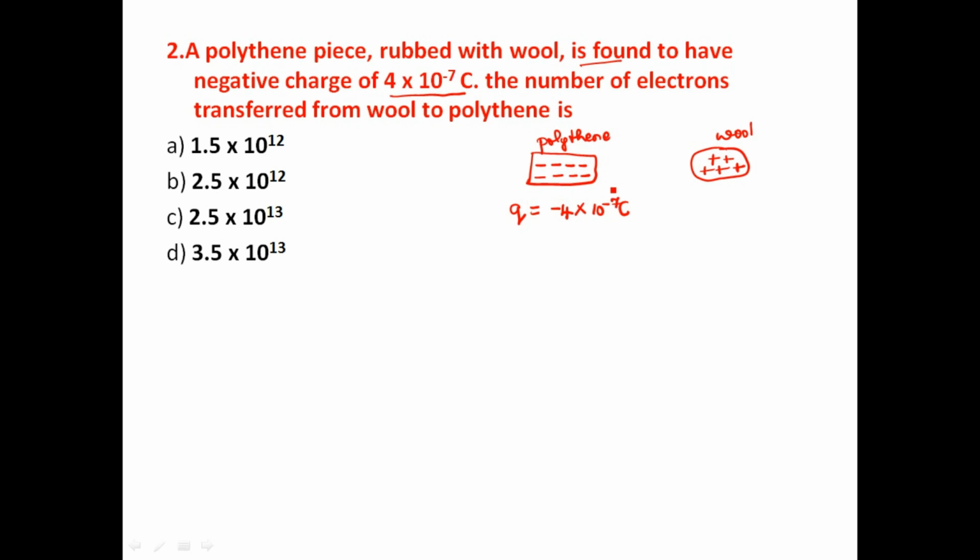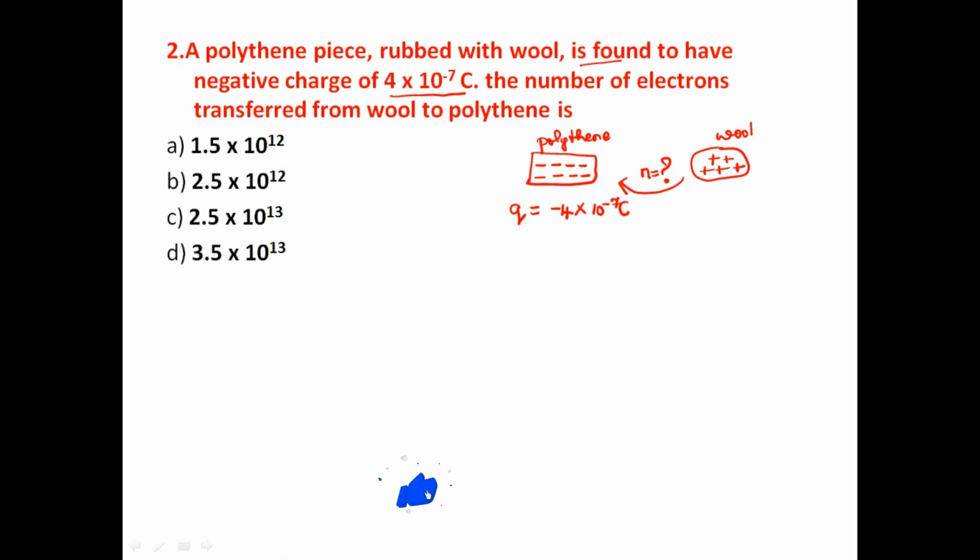What is the charge on polythene? It is Q is equal to minus 4 into 10 to the power of minus 7 coulomb. Since it has got negatively charged, I have written this negative sign. We have to calculate the number of electrons that get transferred from wool to polythene. How many electrons got transferred? The value of N needs to be calculated.